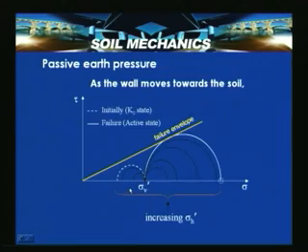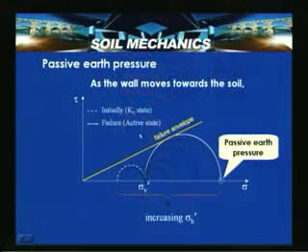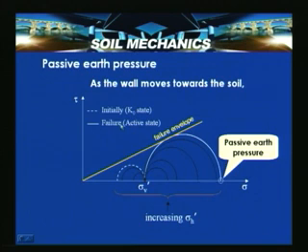Initially sigma h dash changes, and with increasing sigma h dash it reaches sigma p, which is nothing but the passive earth pressure. Here the failure condition, which is wrongly labelled in the figure, is the failure passive state, which is indicated by the passive earth pressure.